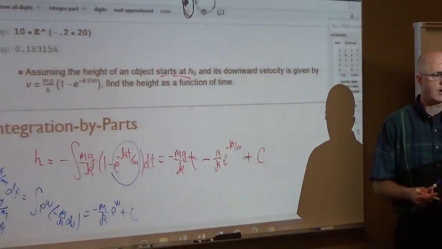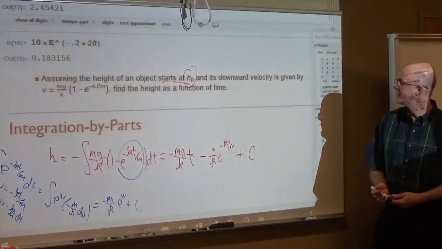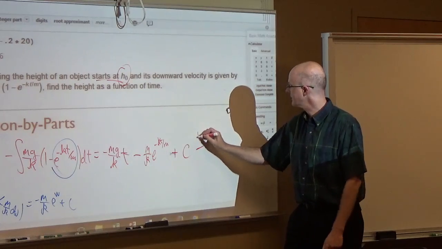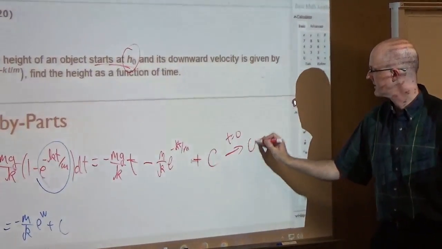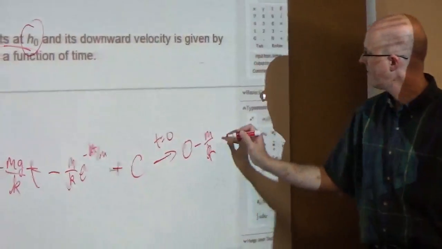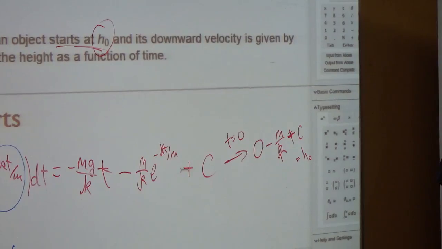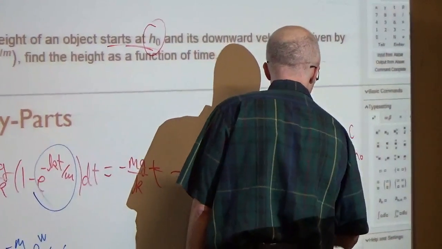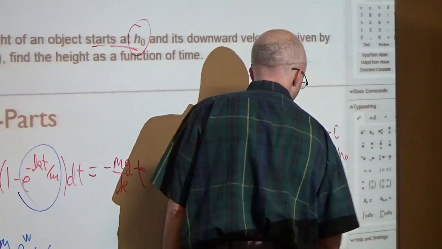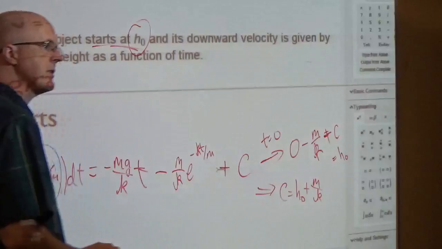But since we want to know the height function specifically, based on the fact that we're assuming it starts at height h0 at time 0, we need to set this equal to h0 when t is 0. When t is 0, what does this become? It becomes 0 minus m over k, e to the 0 is 1, plus c, and that must equal h0. So in fact, the c must be h0 plus m over k. It's something specific, not an arbitrary constant.